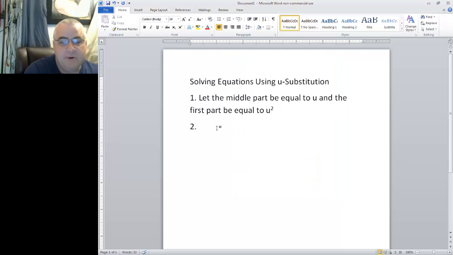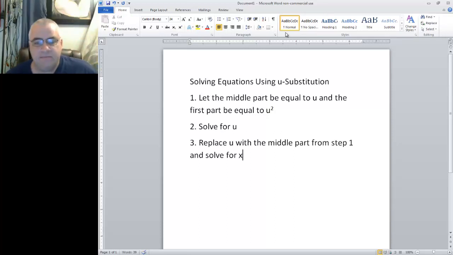Okay. Now second part, or second step, solve for U. Step 3, replace U with the middle part from step 1 and solve for X. Changing my wording on that this time. Usually I say plug U equals blank back in and solve for X. Trying to see if this one will be a little bit more clear on this step. We'll see. Okay, so we're going to follow these 3 steps on our problems.